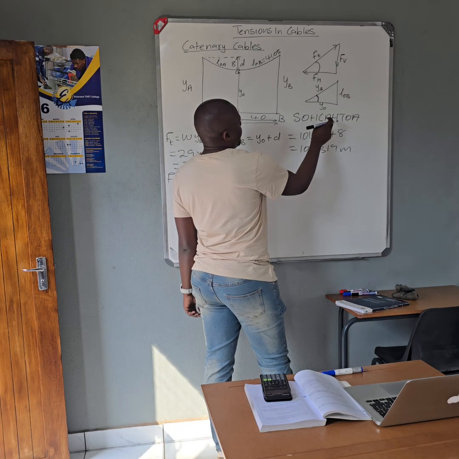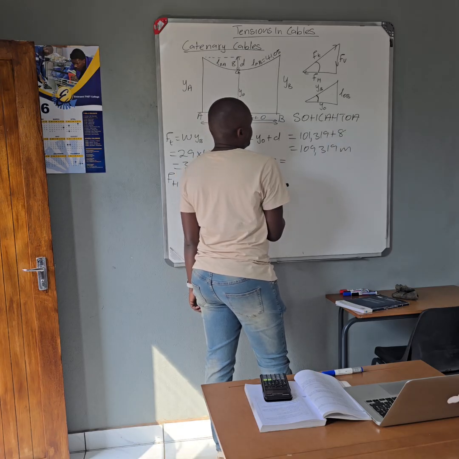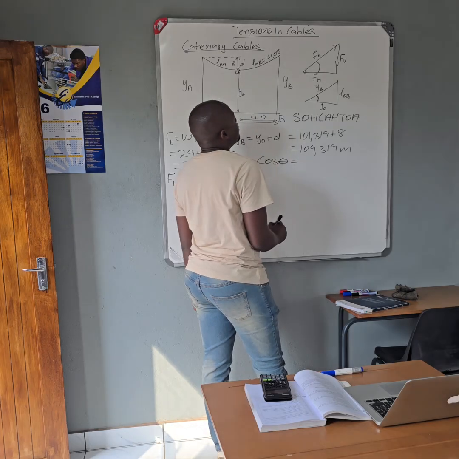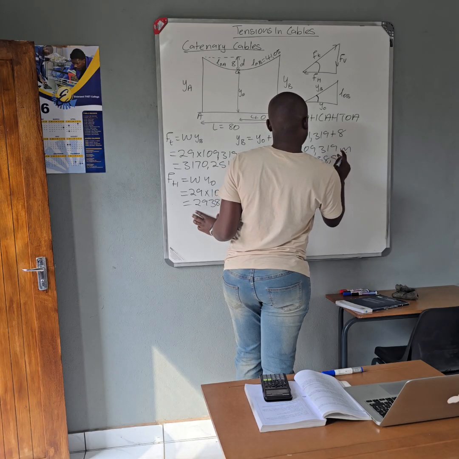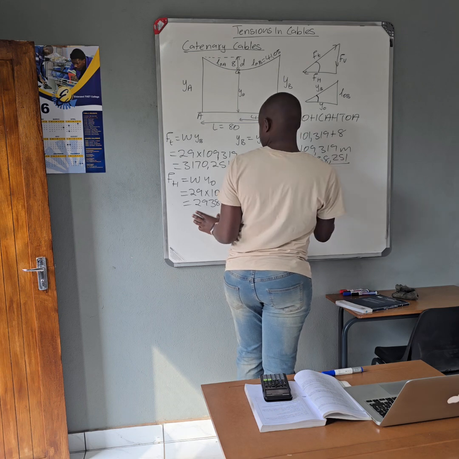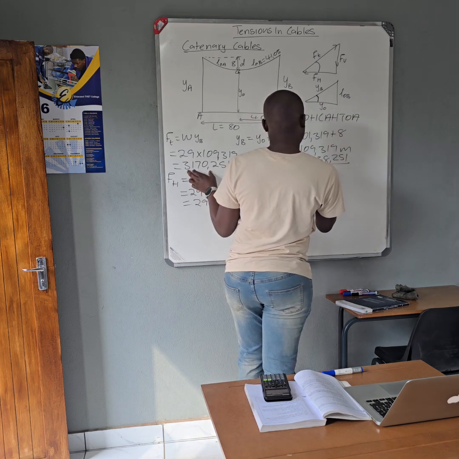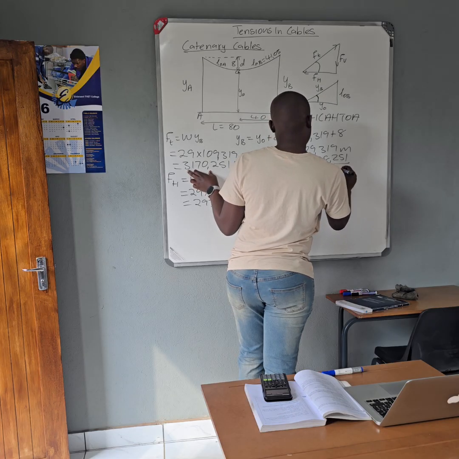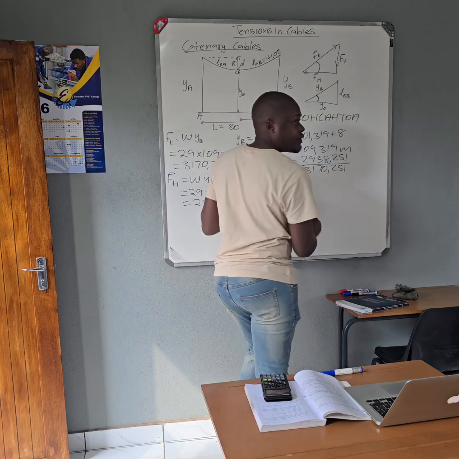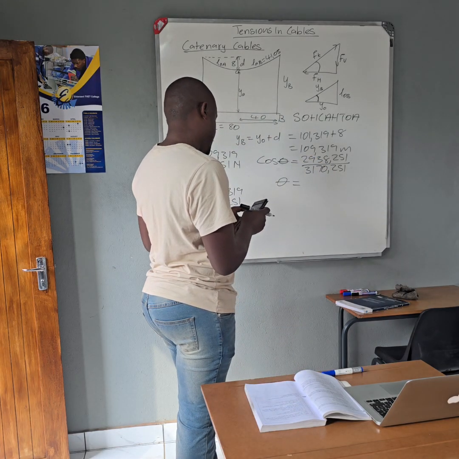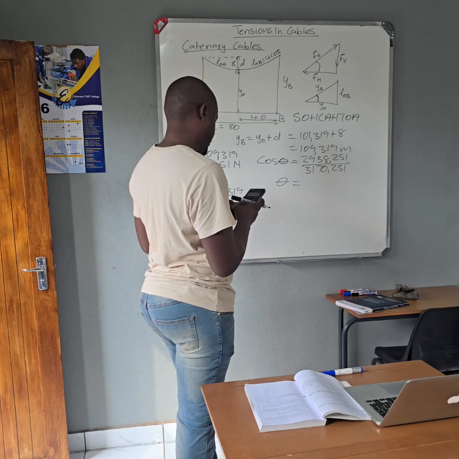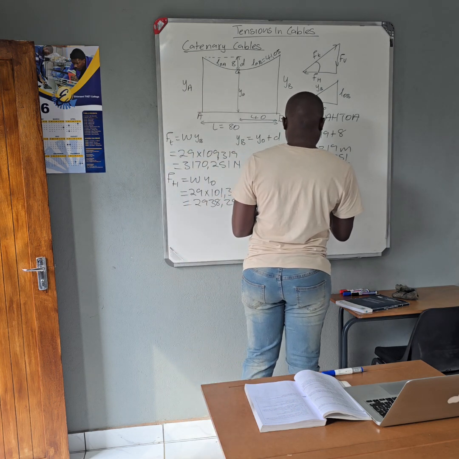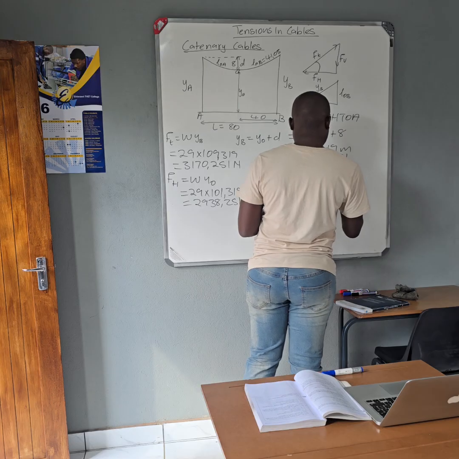So let's see, cos theta is going to be equals to my adjacent, which is FH, 2938,251, and this divided by my hypotenuse, which is FT, 3170,251. You are getting theta degrees.